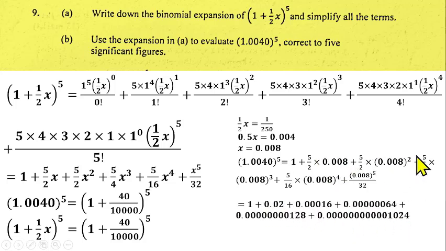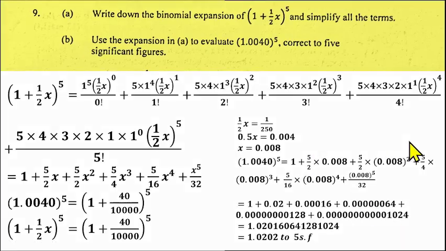Multiply them out and expand, so you have this. And if you add this together, you have 1.020164641281024. We have to take it to 5 significant figures. So that should give us 1.0202 to 5 significant figures, which is the end of question number 9.